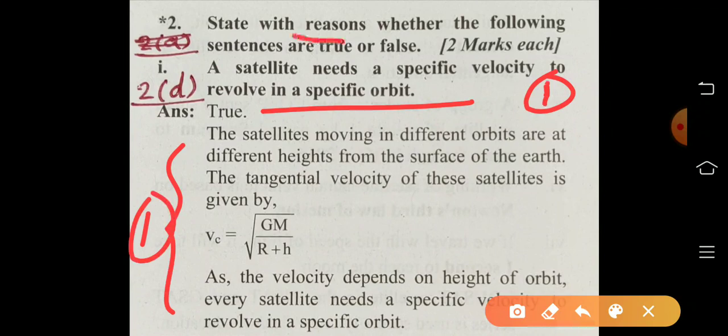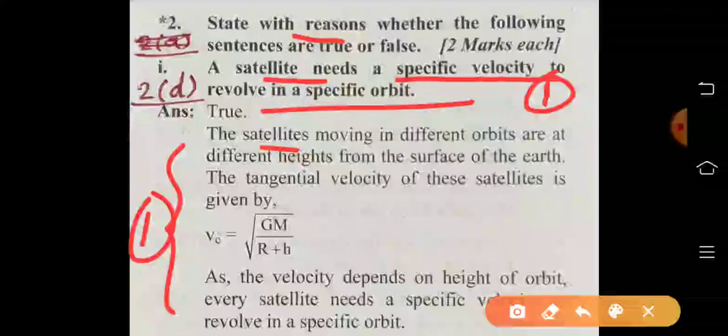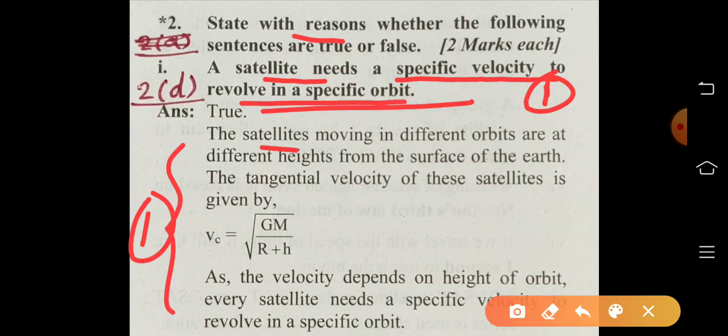Why is our answer true? Why is our answer false? We write our explanation along with the answer. Now see here, the satellite. What is the question given here? A satellite needs a specific velocity to revolve in a specific orbit. Answer is true. The satellites moving in different orbits are at different heights from the surface of the earth.